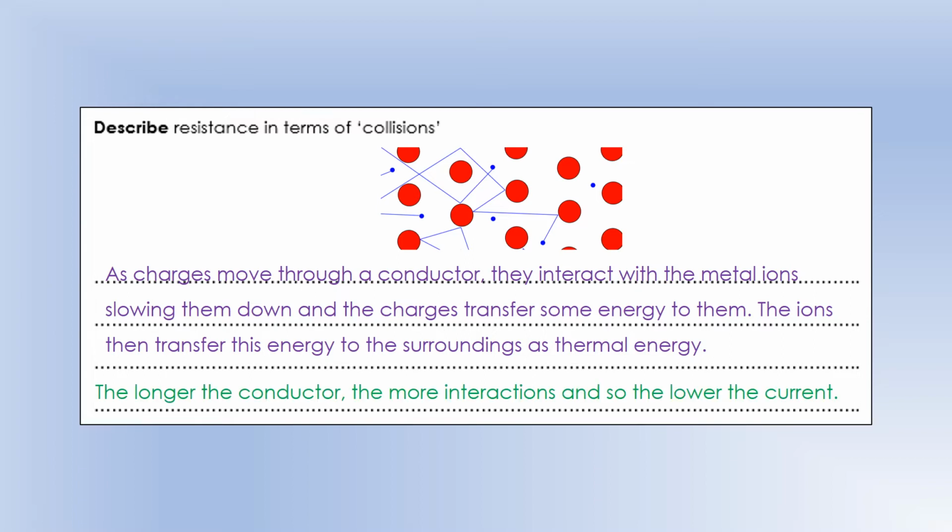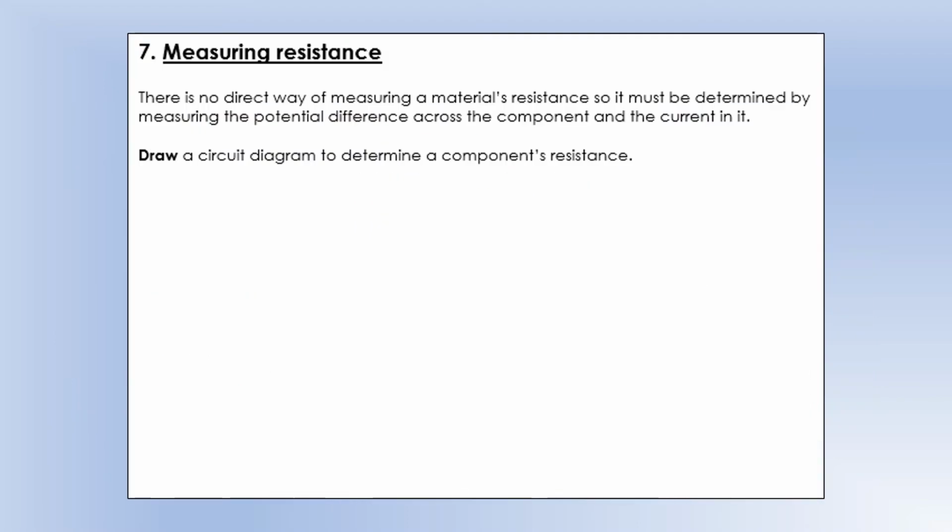First of all, these collisions are slowing electrons down, which is going to decrease current. So these collisions are increasing resistance, if you like. If you have a longer conductor, each free electron that passes through it is going to have more interactions with metal ions, and so you're going to get a lower current, which again is going to mean a higher resistance. Okay. So how do we actually measure resistance?